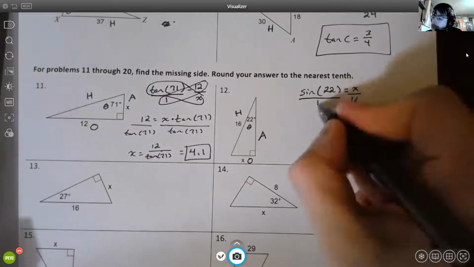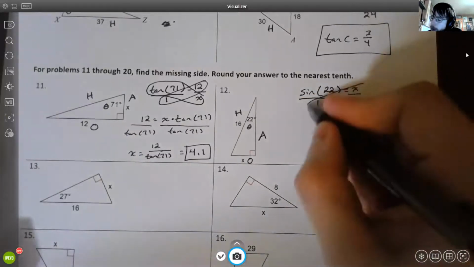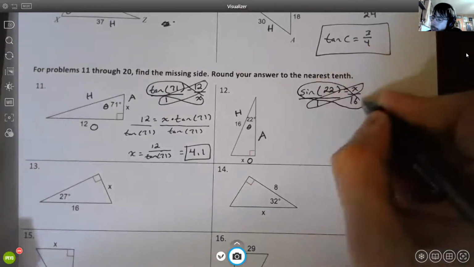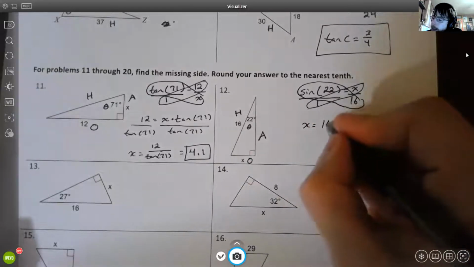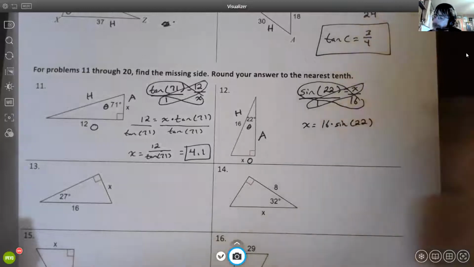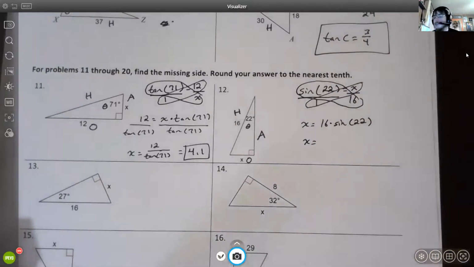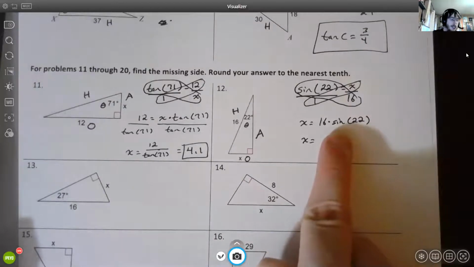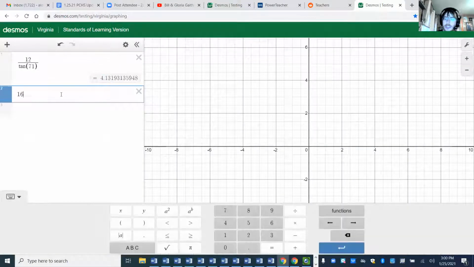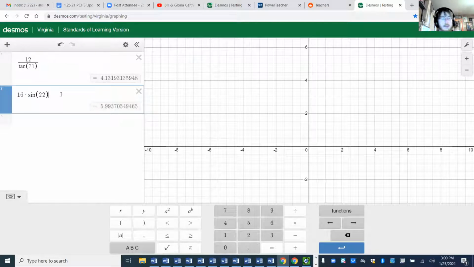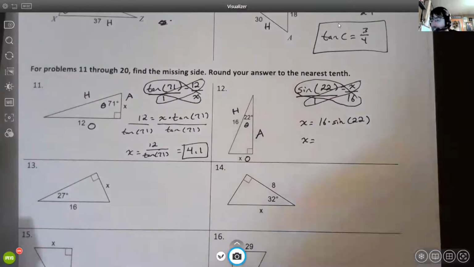Then again, we're going to place sine of 22 over 1, cross multiply. And we find that x times 1 is just x, and then we have 16 times sine of 22. Since x is already by itself, all we need to do is type 16 times sine of 22 in the calculator. And so if we do that, 16 times sine of 22 gives us 5.99, which means if we round that to the nearest tenth, then x is simply equal to 6.0.